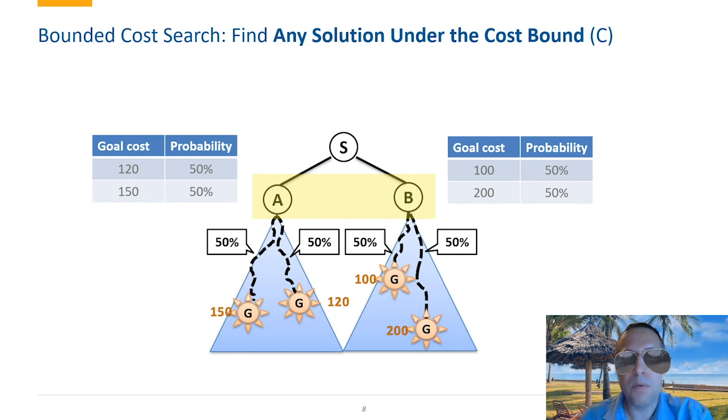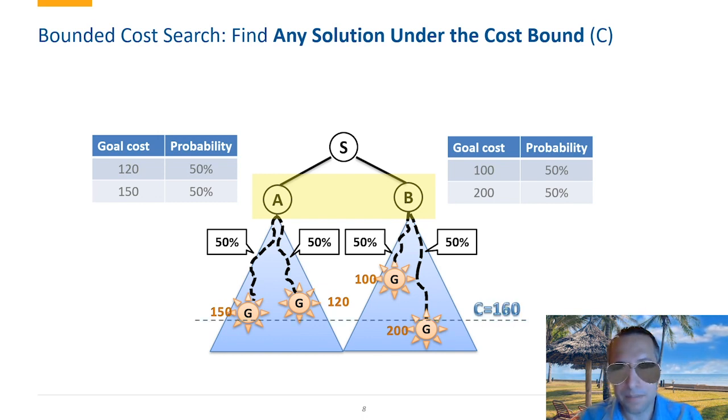Now, assume we want to solve a bounded cost search problem in this same setting, but the cost bound is 160. This means if we go to find a solution with cost 120 or even 150, we would be able to stop the search and return happily that solution, because any solution under the cost bound is sufficient for us. Now in this case, we may consider expanding node A, and not node B. In fact, under node A, we will certainly find a solution that is under the cost bound. So maybe A is preferable.